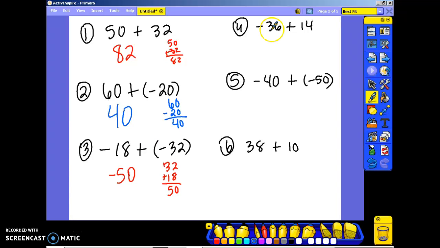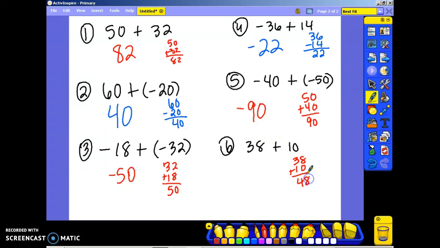For number 4, my signs are different. I have a negative 36 and a positive 14. Take the bigger number, 36, subtract the smaller number. 6 minus 4 is 2, 3 minus 1 is 2. 36 is the bigger number and it's negative, so my answer is negative. Number 5, the signs are the same, so I'm adding. 50 plus 40 is 90. Both numbers are negative, so my answer is negative. And number 6, 38 plus 10. Both numbers are positive, so I'm adding. And my numbers are positive, so my answer is positive.